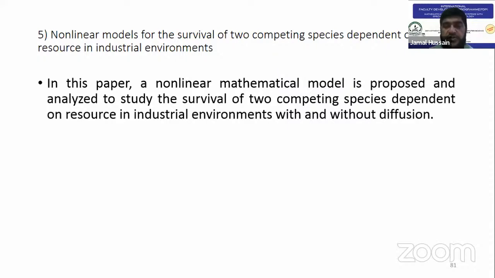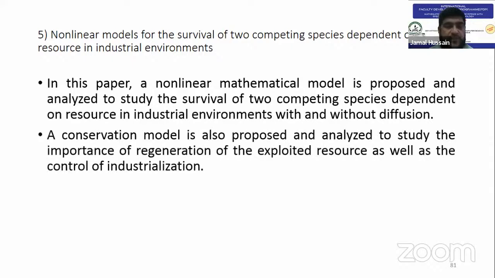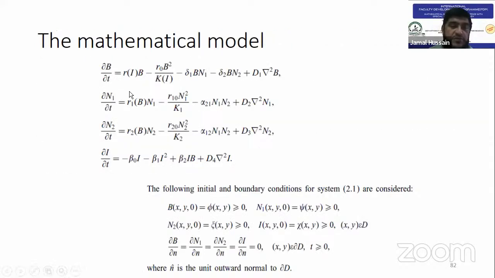There will be two competing species, and they depend on resource, and they are in an industrial environment. So the effect of industry is also there. And two competing species will be there. Resource biomass. So you can see this is the resource biomass. These are the two species which compete for this feed, and with industrialization, industrial pressure.